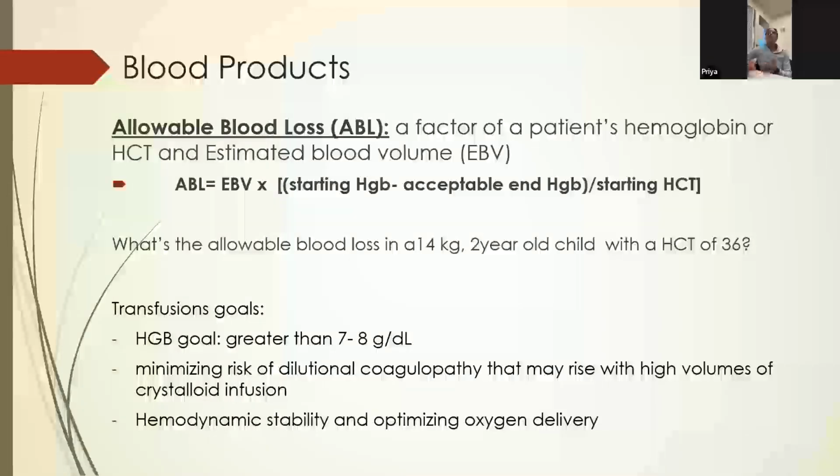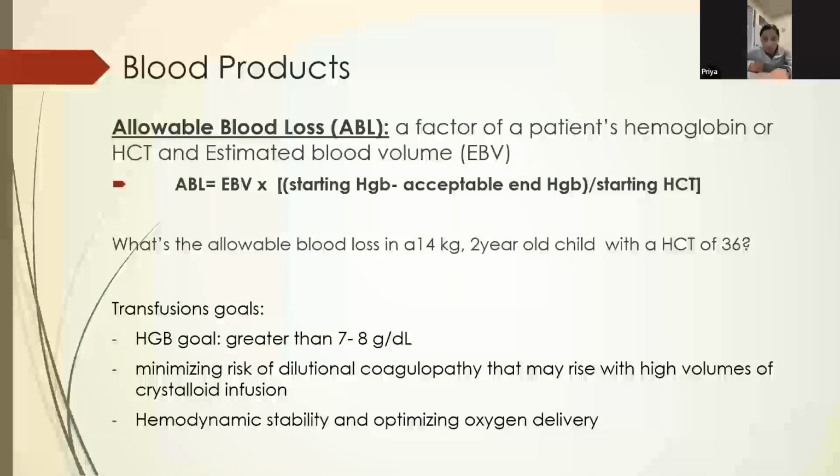So for example, if you had a 14-kilo kid, the way we use the equation is allowable blood loss is the estimated blood volume of the child. So a 14-kilo kid will be about 1.5 liters. And you would do your starting hemoglobin and you would minus the acceptable hemoglobin. So say we said that was 8, and you divide that by the starting hemoglobin. So it's a kind of ratio. You can use hemoglobin or hematocrit.